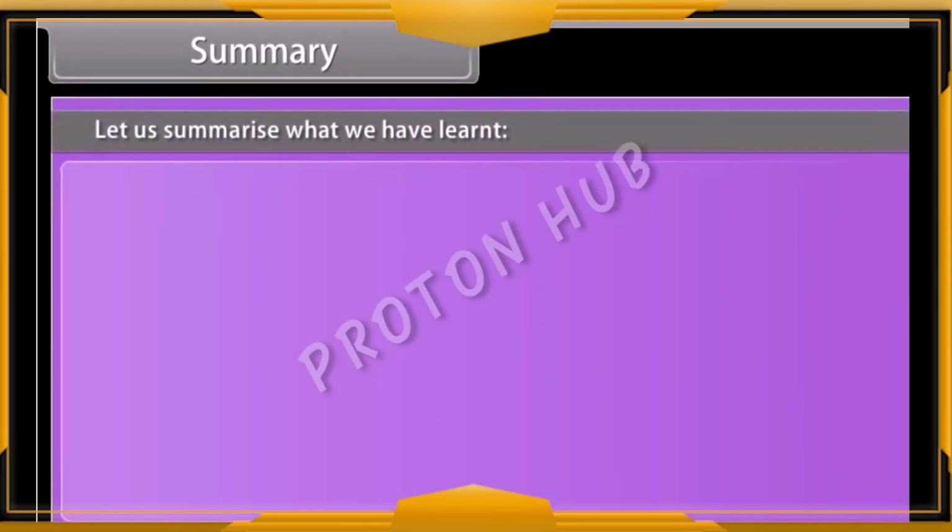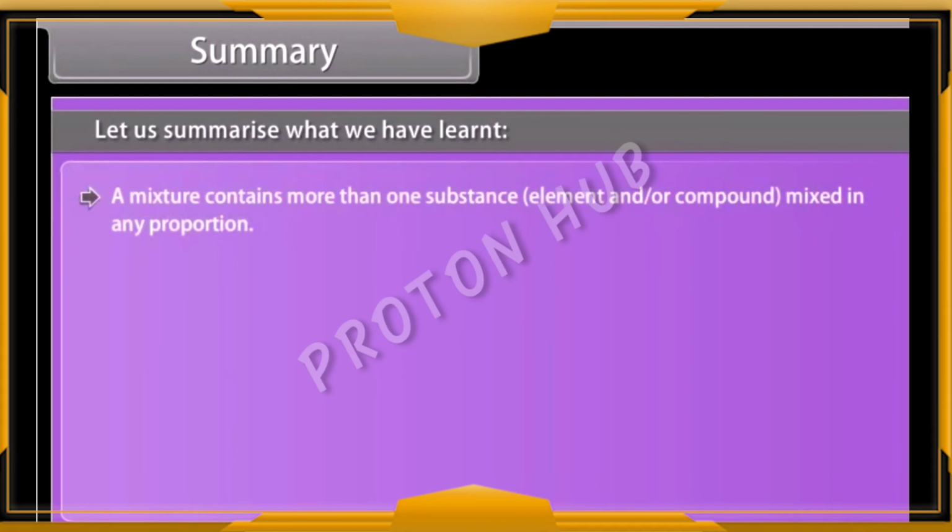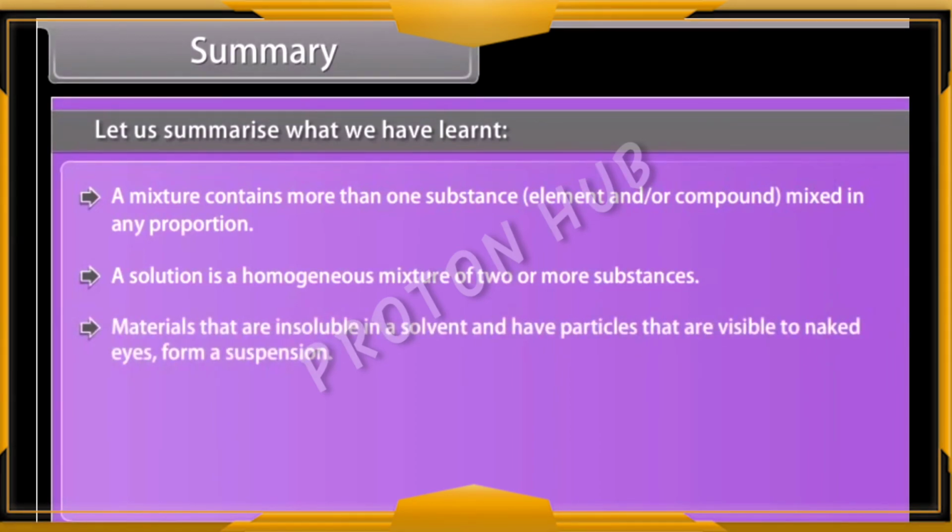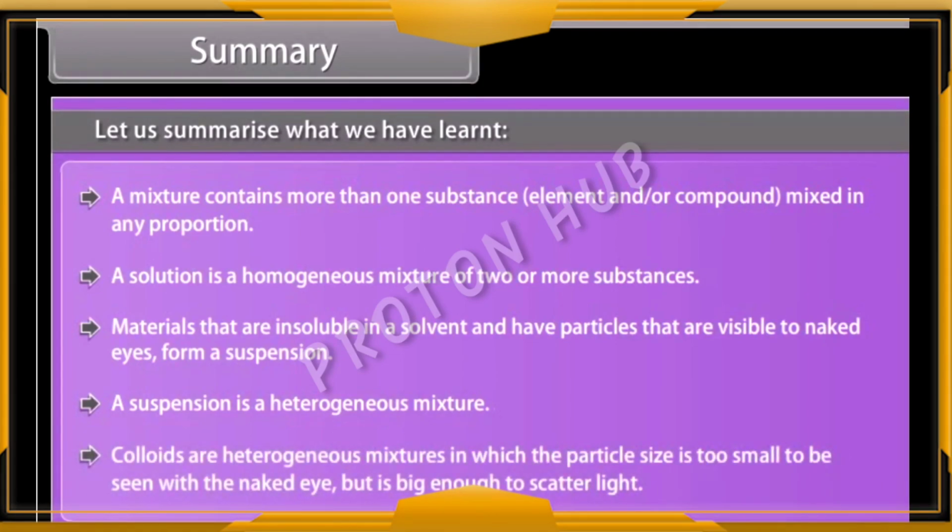Summary. Let us summarize what we have learned. A mixture contains more than one substance, element, or compound mixed in any proportion. A solution is a homogeneous mixture of two or more substances. Materials that are insoluble in a solvent and have particles that are visible to naked eyes form a suspension. A suspension is a heterogeneous mixture. Colloids are heterogeneous mixtures in which the particle size is too small to be seen with the naked eye but is big enough to scatter light.